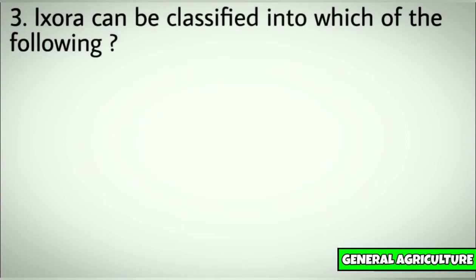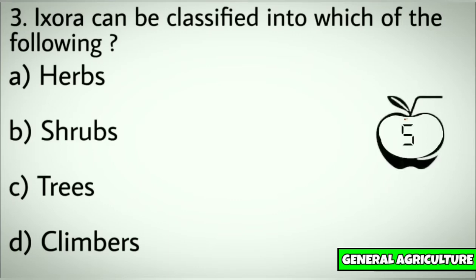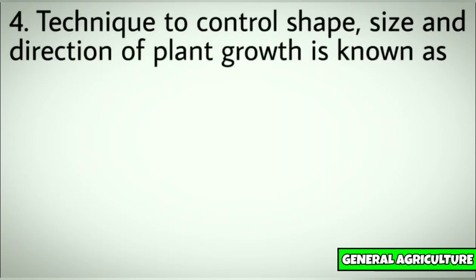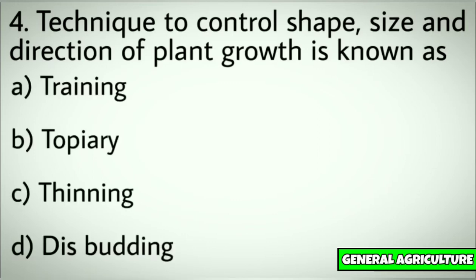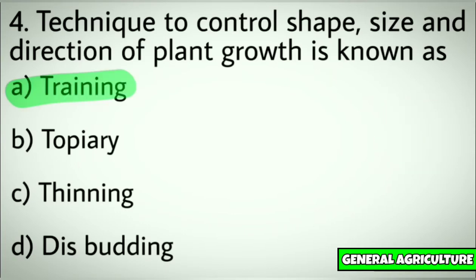Question number 3. Ixora can be classified into which of the following? Options: A. Herbs, B. Shrubs, C. Trees, D. Climbers. Correct answer: B. Shrubs. Question number 4. Technique to control shape, size and direction of plant growth is known as options: A. Training, B. Topiary, C. Thinning, D. Disbudding. Correct answer: A. Training.